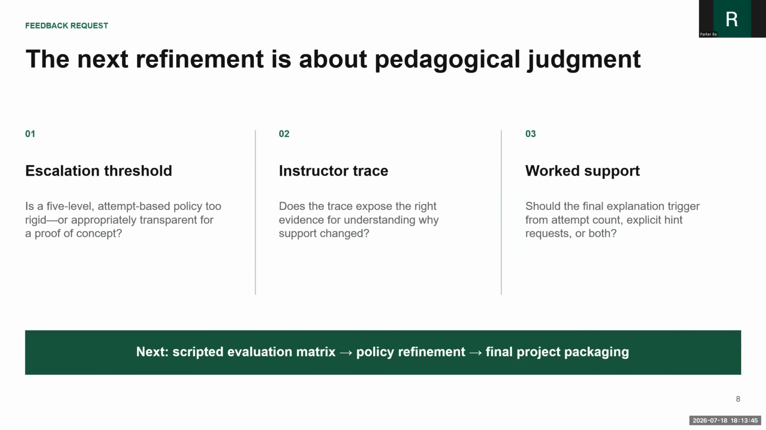The feedback I need now is less about adding features and more about the pedagogical judgment encoded in the policy. First, is the 5-level escalation too rigid, or is that transparency useful for a proof of concept? Second, does the instructor trace expose the right information for evaluating the system's decisions? And the last one is, should the worked explanation be triggered mainly by attempt count, by explicit hint request, or by a combination of both?